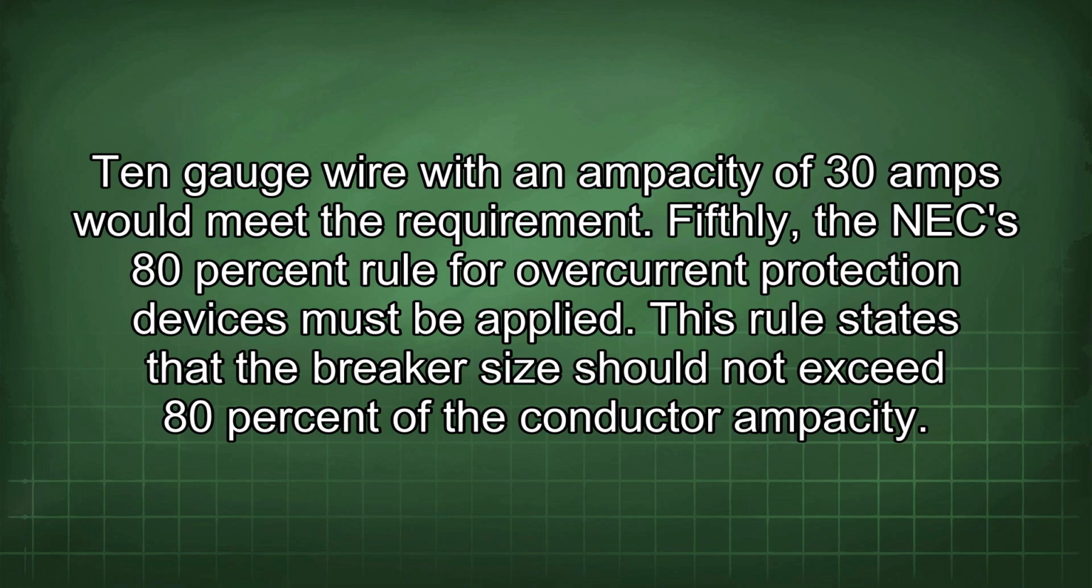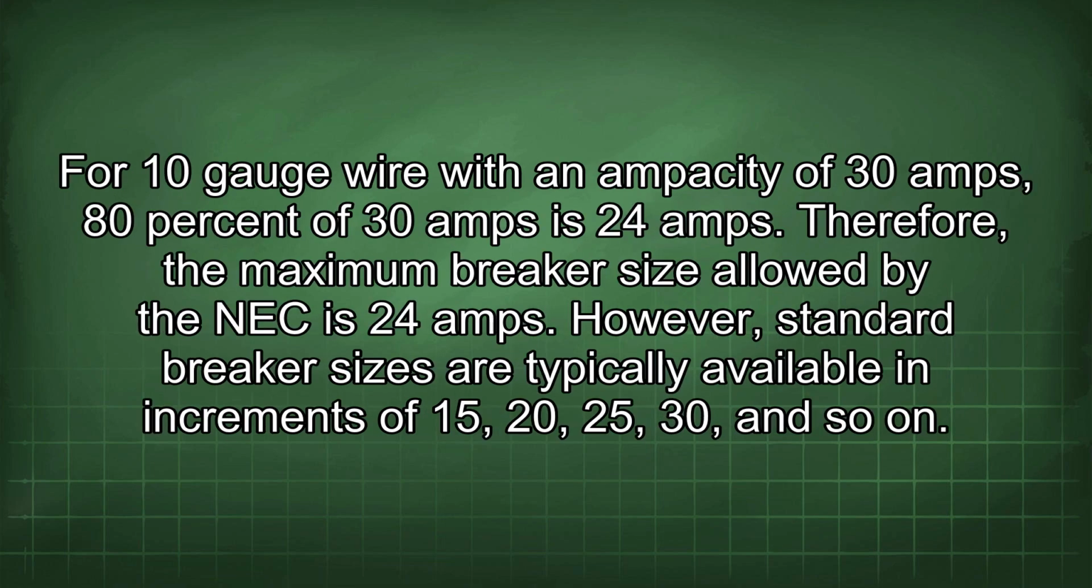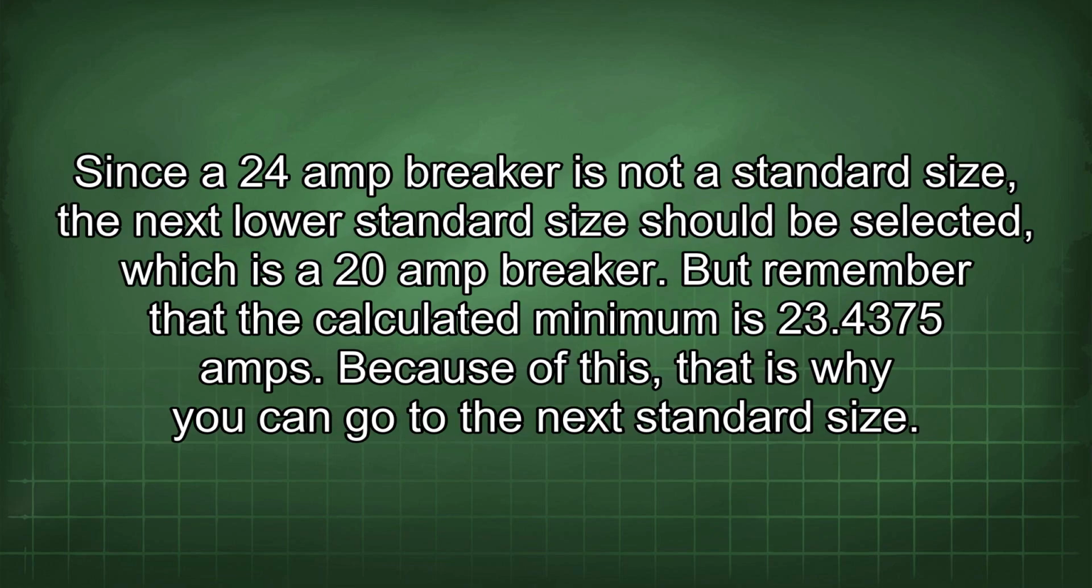Fifthly, the NEC 80% rule for overcurrent protection devices must be applied. This rule states that the breaker size should not exceed 80% of the conductor ampacity. For 10-gauge wire with an ampacity of 30 amps, 80% of 30 amps is 24 amps. Therefore, the maximum breaker size allowed by the NEC is 24 amps. However, standard breaker sizes are typically available in increments of 15, 20, 25, 30, and so on.